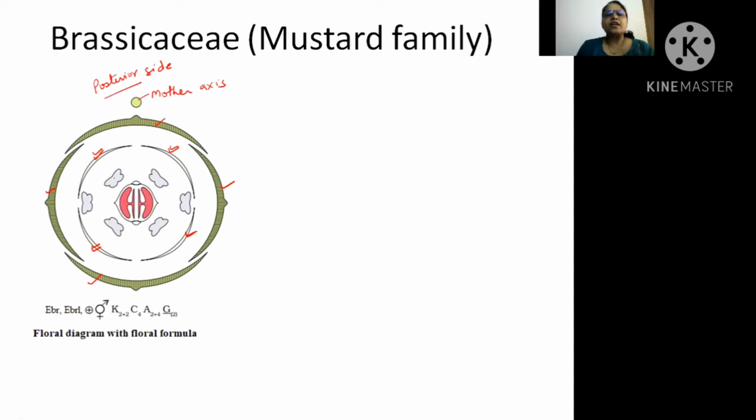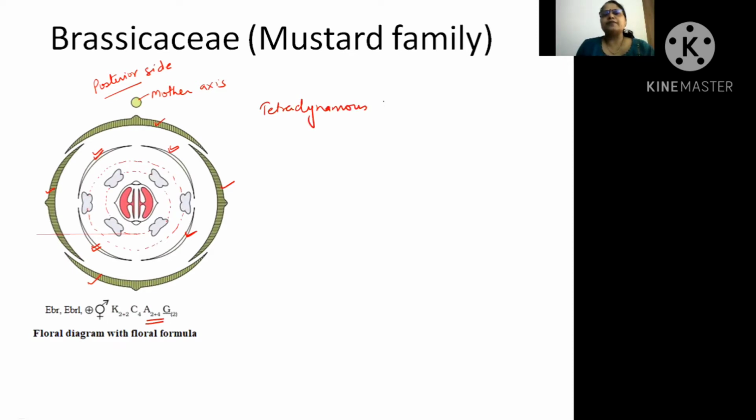Now see here, these are the stamens. If you see carefully, one whorl is made. The outer whorl is having only two stamens, whereas the inner whorl is having four stamens. Clear? That is why the formula is given as 2 plus 4. 2 plus 4 indicates it's a tetradynamous condition.